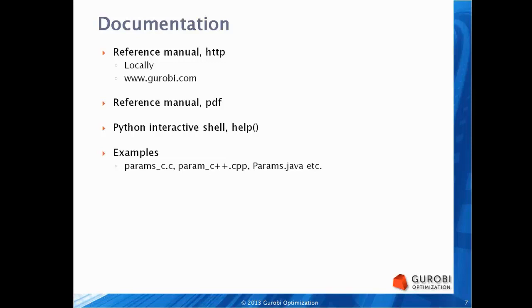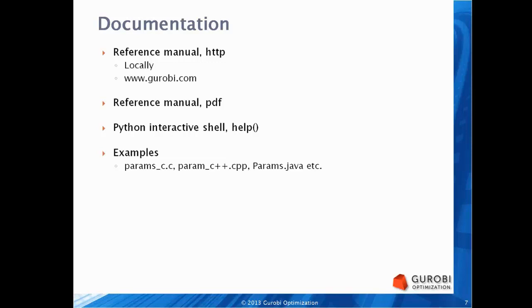And if you're using the Python interactive shell, you can get some help. For example, you can first type help, and then about many different things. One is about parameters, then you can type param help. We also have examples. One example is called parameters.